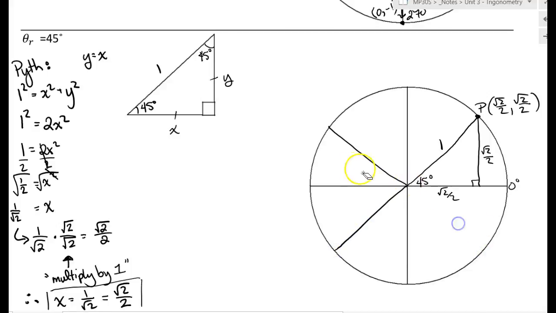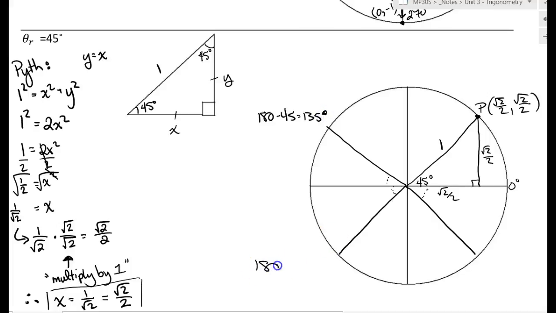Now you should be using a protractor to get your angles more accurate than me. I just can't use it on my surface here. So again, this is 45 degrees, this is 45 degrees, this is 45 degrees. Those are all my reference angles. But what I'm actually dealing with is 180 minus 45, which is 135 degrees. That's what's happening at this point.